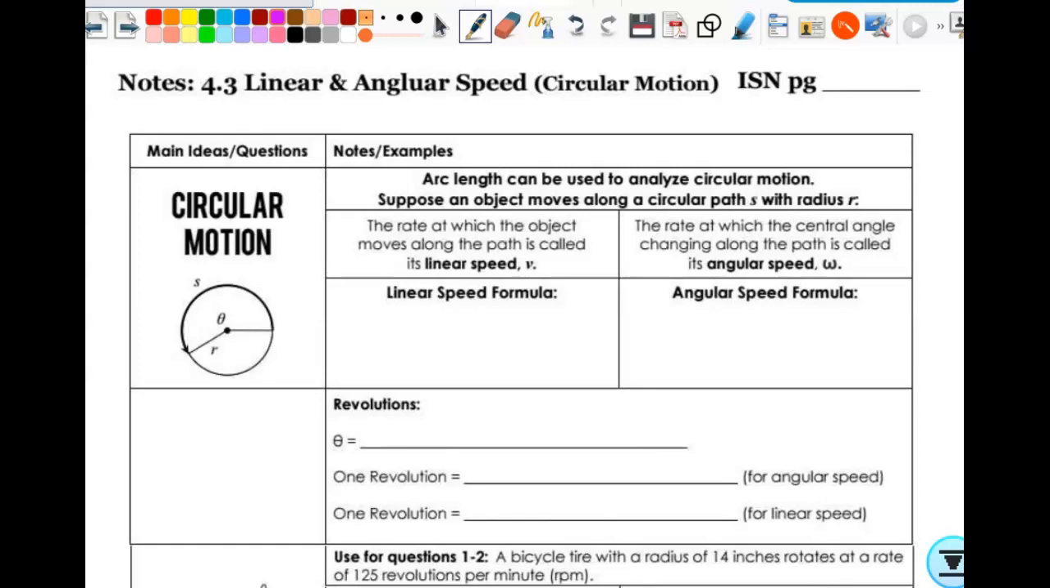Today we're going to look at linear and angular speed. What's another word for speed? Velocity, yes. So it should sound familiar for those of you in physics or who have already taken physics. So we looked at arc length on Monday, and arc length can be used to analyze circular motion, which is your linear and angular speeds.